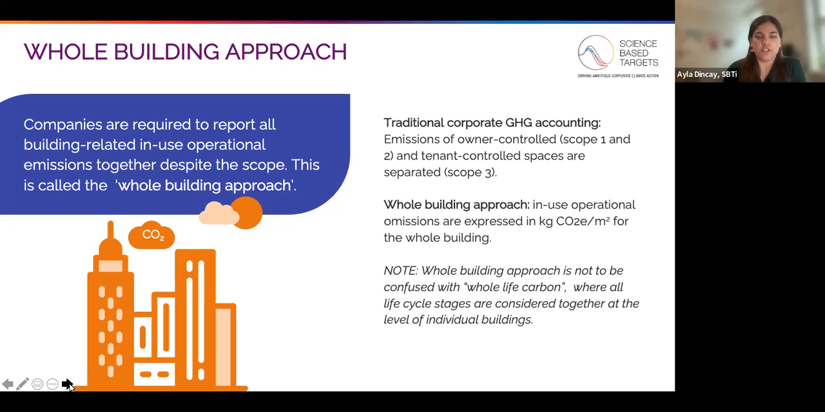This resolves an issue created by corporate GHG accounting following scopes 1, 2, and 3, and was already adopted by PCAF and FREM in work on financed emissions. In the consultation, we ask your views on this. Is the whole building approach appropriate?